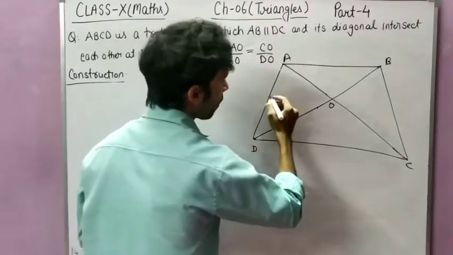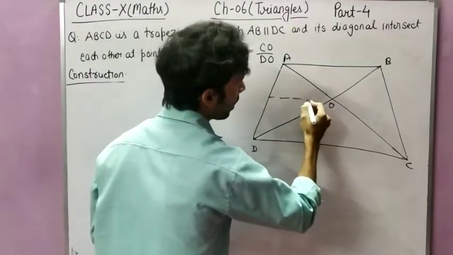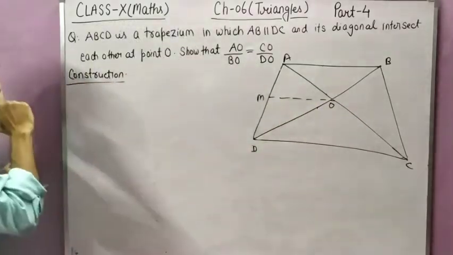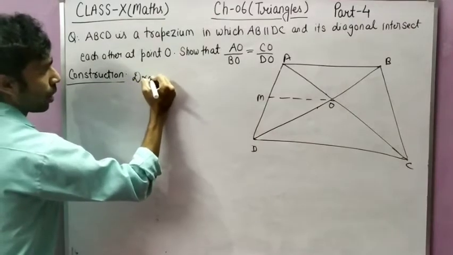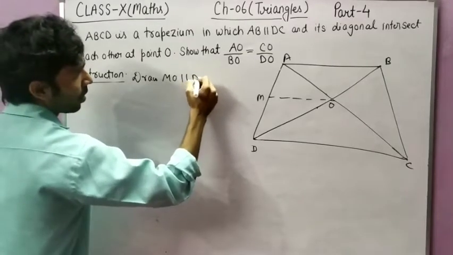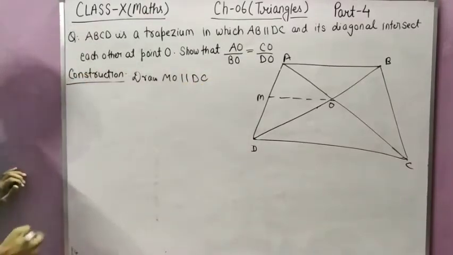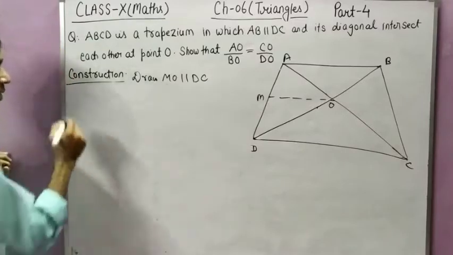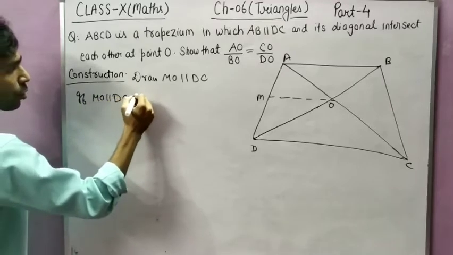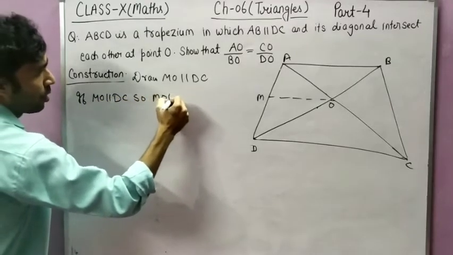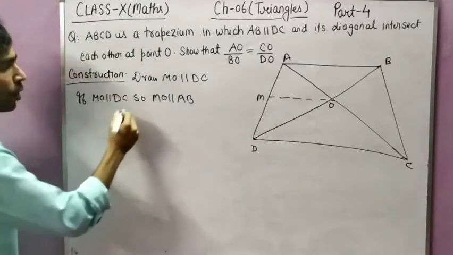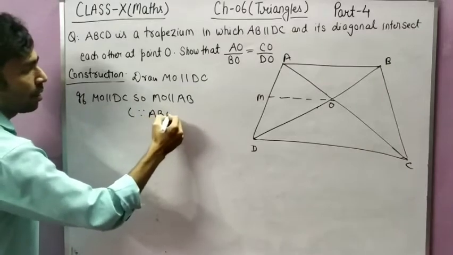Okay, so from here I am drawing a line, suppose OM. What I will do is draw MO parallel to DC. If MO is parallel to DC, then MO will also be parallel to AB, because AB and DC are parallel to each other.